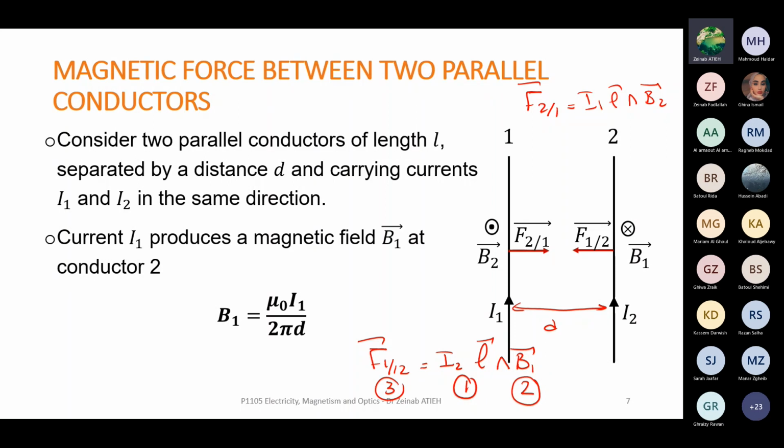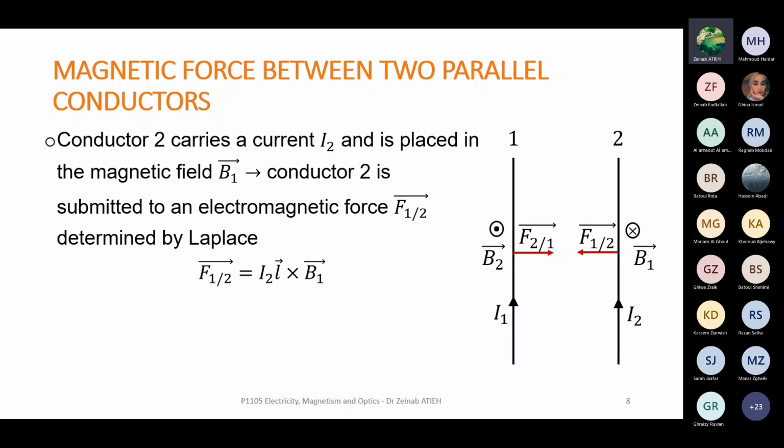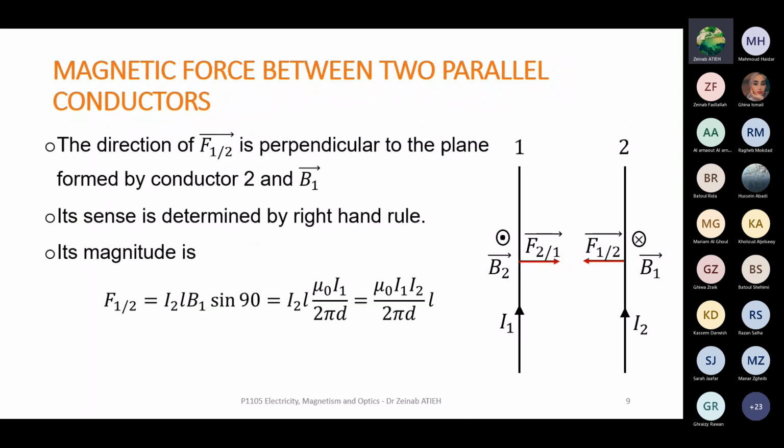Each time you have I and you want to find B, you can use the curl right-hand rule. I will explain this when I go through the answers, how to find them, so don't worry. Now conductor 2 carries a current I2 and is placed in the magnetic field B1. As I explained, conductor 2 is subjected to an electromagnetic force determined by Laplace: F1 on 2 is equal to I2 L cross B1.